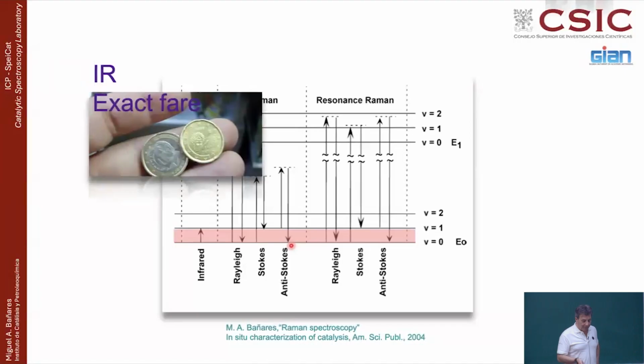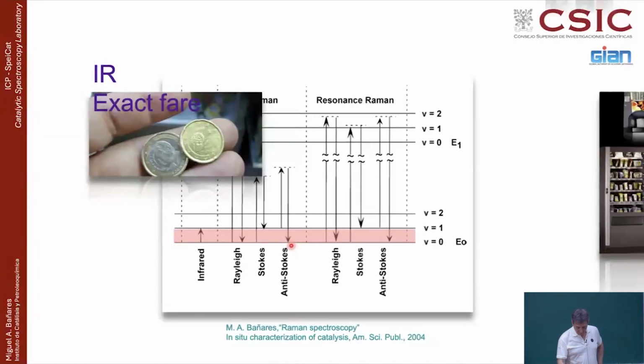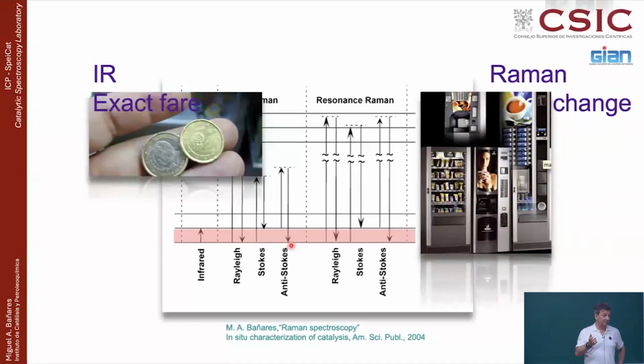So infrared is like when you go to the bus and they only say, no, exact fare. You give me exactly the fare for the transition to get into the bus, or you don't get into the bus. So this is infrared. You have to have the right kind of energy, the right kind of money to do it. But Raman is more versatile, and it will give you change. Like when you go to the coffee machine, the coffee can be 100 economic units. You pay 1,000, it gives you 900.